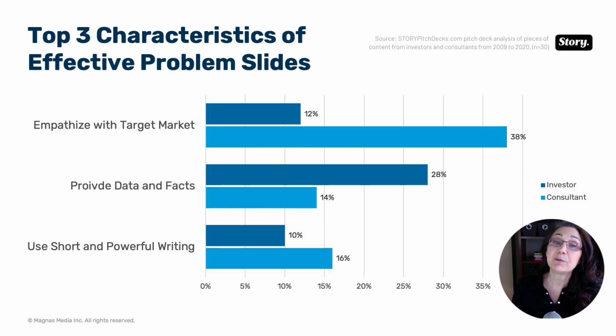Number two is provide data and facts to support your story. And number three is to use short and powerful writing. The problem slide needs to be easy to scan. If you'll notice, in the empathize the story, it was the consultants who thought the story was more important. Whereas if you look at the numbers, you'll notice that the investors were more interested in data and facts. As for the powerful and short writing, they were almost very close.